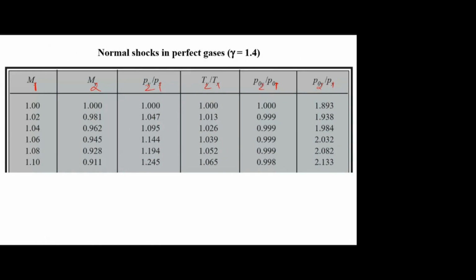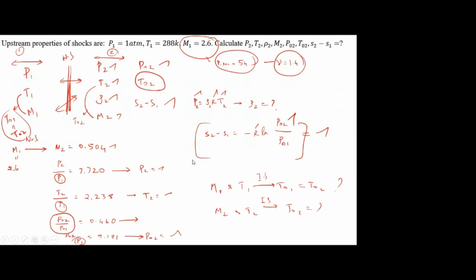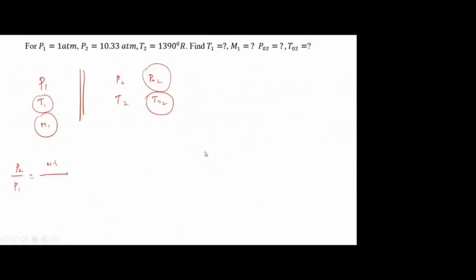Once you know this P2 by P1, then we can find corresponding M1, M2, T2 by T1, P02 by P01, P02 by P1, everything you can find once you know this P2 by P1. Okay, straight away we are getting this M1 and remaining properties.